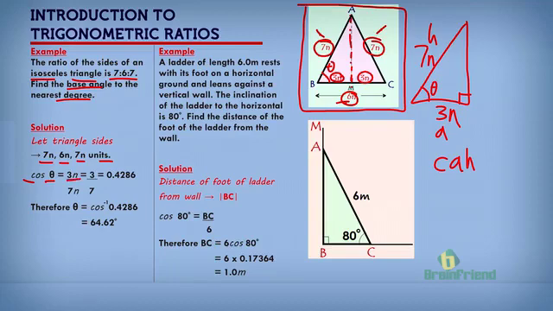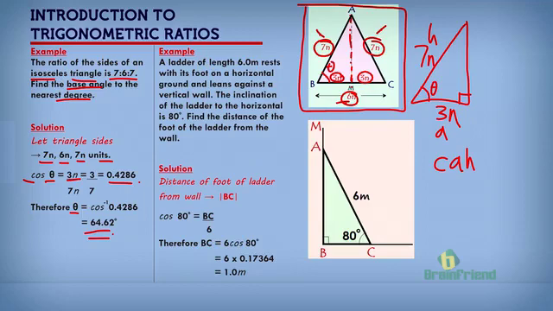So 3n over 7n gives us 3 over 7. 3 over 7 is what? 0.4286. Cos theta is 0.4286. Therefore, theta is the reverse cos, or the arc cos, of 0.4286. That gives us an angle 64.62 degrees. Now let's take another wonderful example.